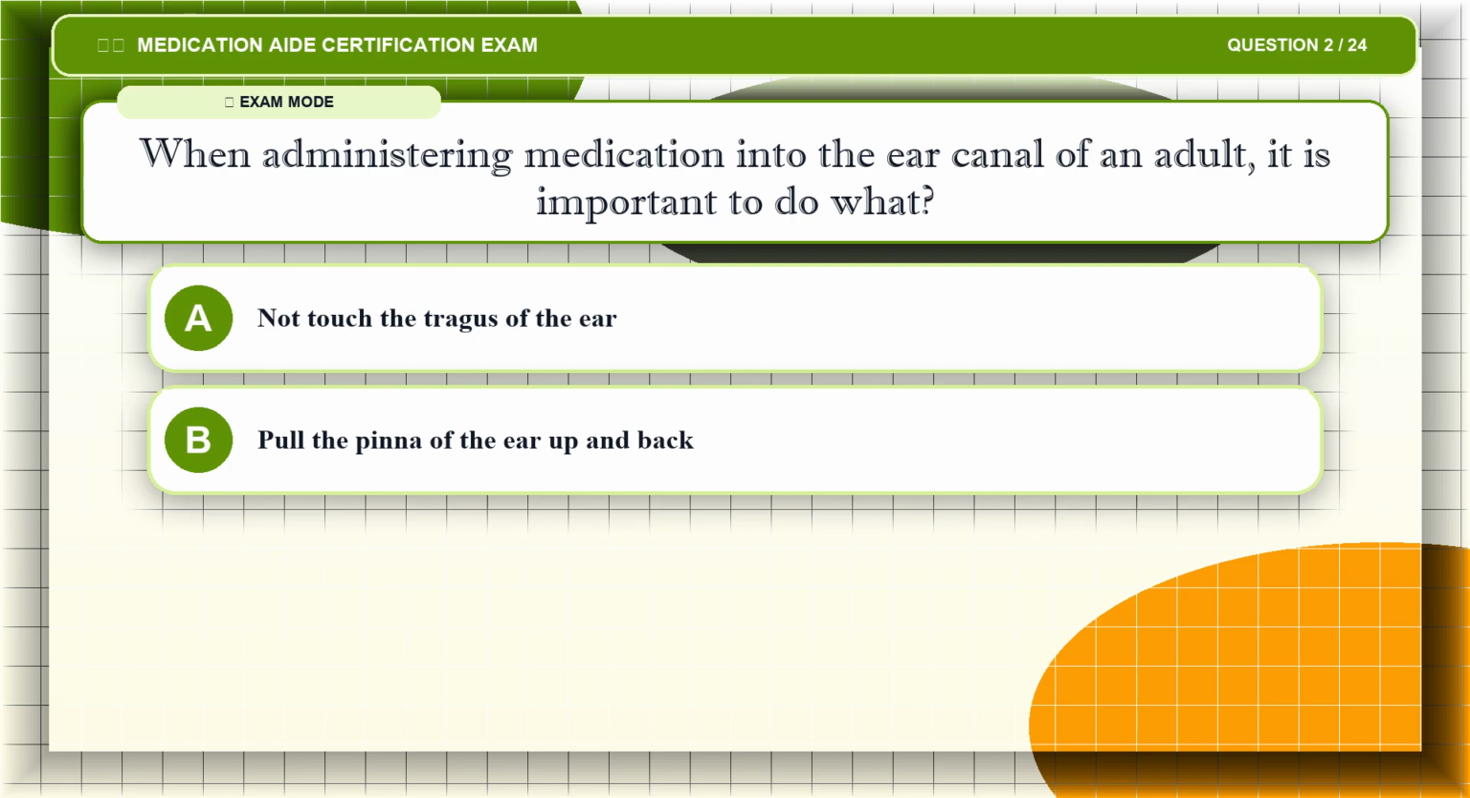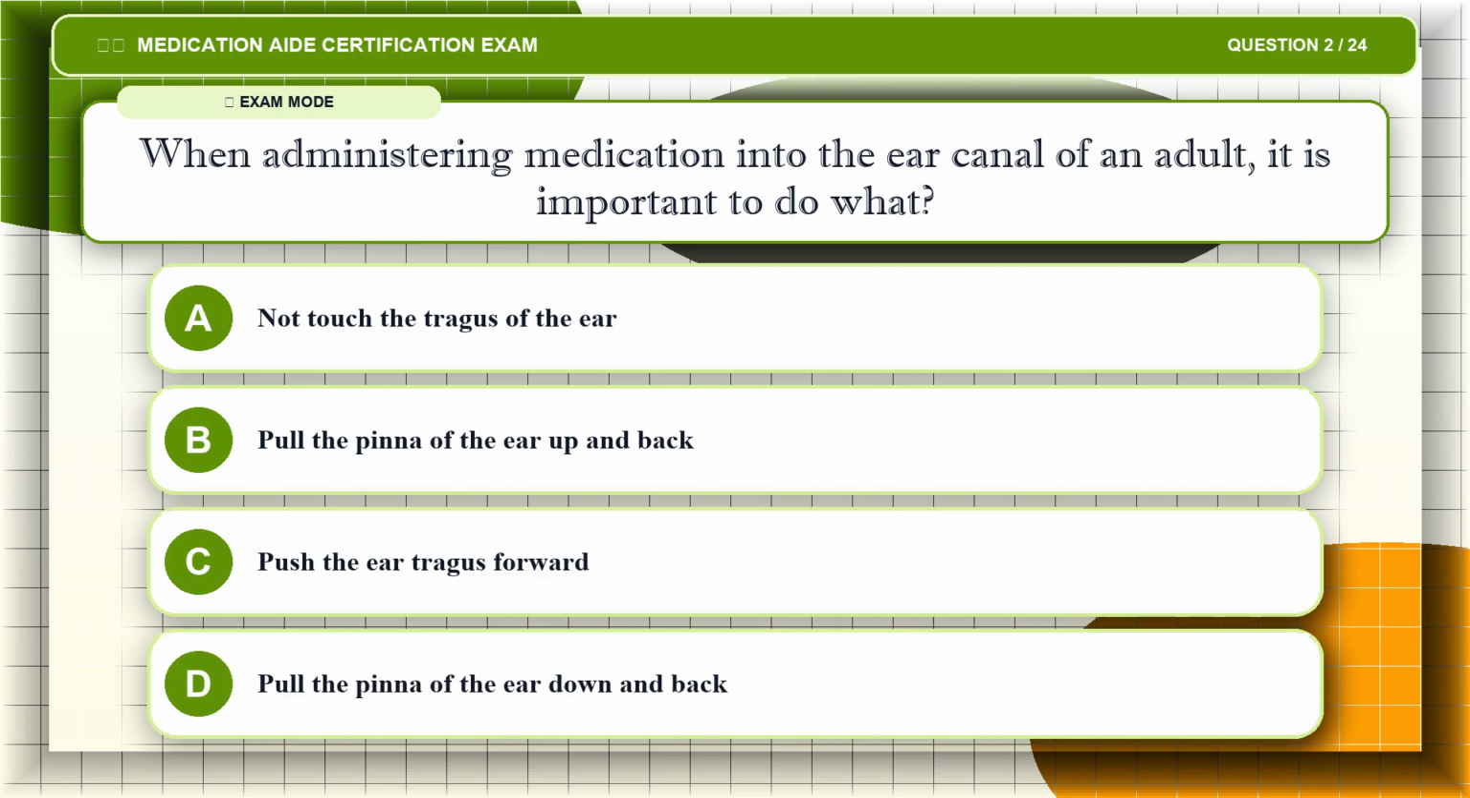Question 2. When administering medication into the ear canal of an adult, it is important to do what? Option A. Not touch the tragus of the ear. Option B. Pull the pinna of the ear up and back. Option C. Push the ear tragus forward. Option D. Pull the pinna of the ear down and back.